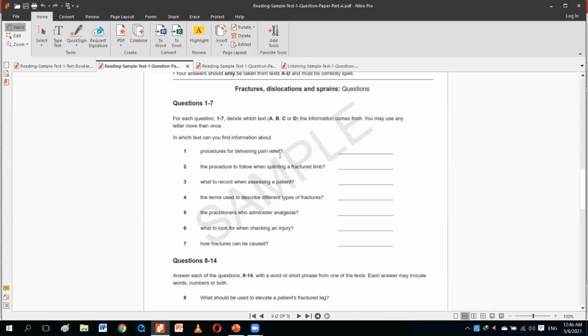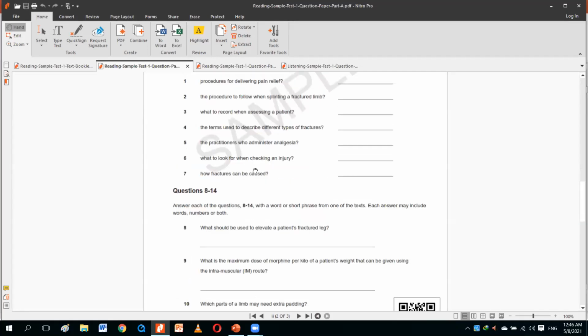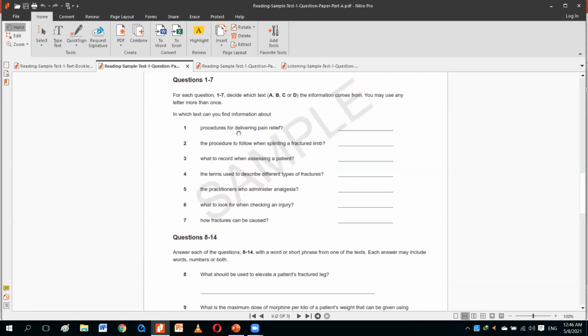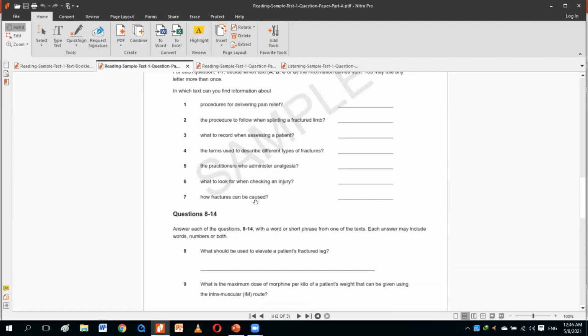So instead of searching for this information and in which text, you can go for these questions and start answering them, then go back, and it will be easy to detect which text mentioned procedures for delivering pain relief. So that's why I recommend to start answering questions from 8 to 20. Then go back to start from 1 to 7.